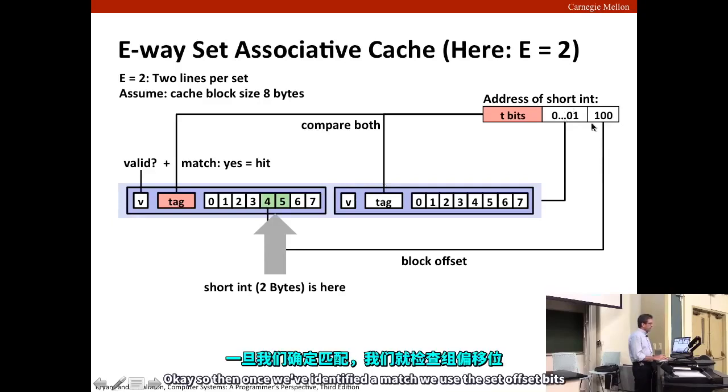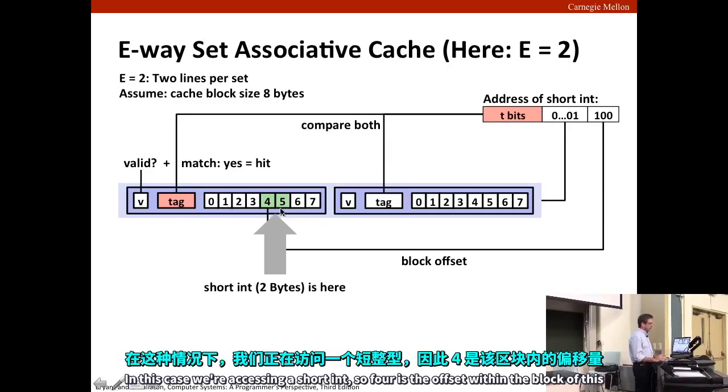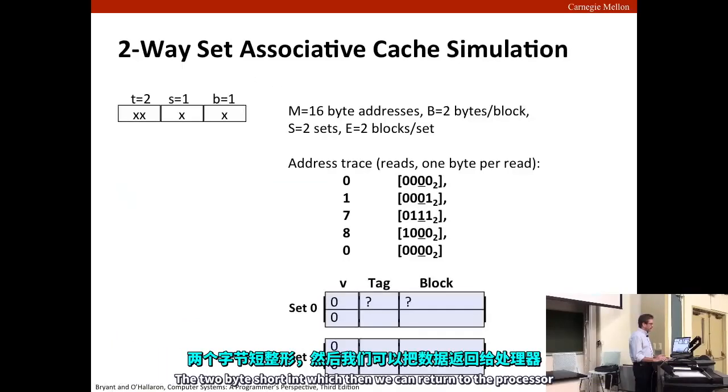OK, so then once we've identified a match, we use the set offset bits. In this case, we're accessing a short int. So 4 is the offset within the block of this, the 2-byte short int, which then we can return to the processor.